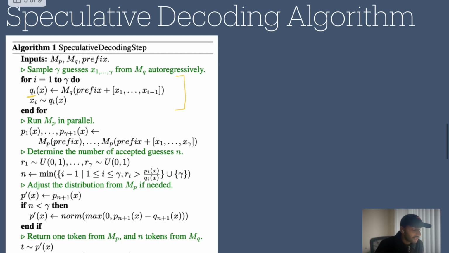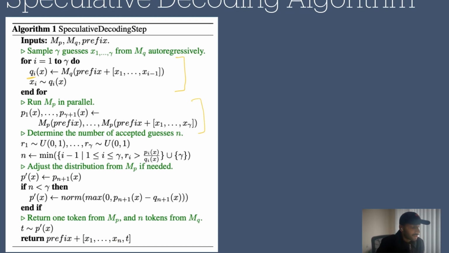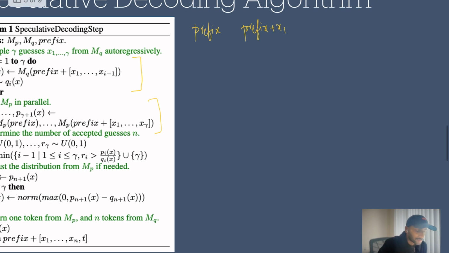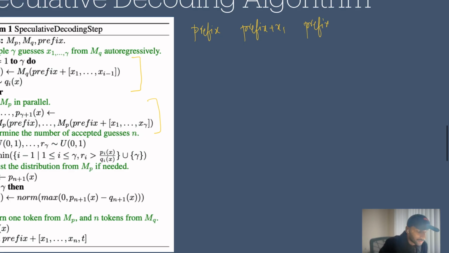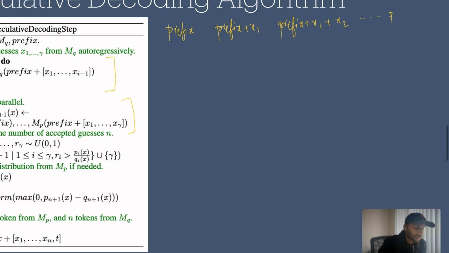Okay, and after this, the code asks us to generate gamma number of context vectors and give all those context vectors to the target LLM MP in parallel and make it generate gamma number of p probability output distributions. So we have prefix plus the first token. Then we have prefix plus the first token plus the second token generated from the approximation LLM, all the way until prefix plus the first token plus all the way until the gamma token.